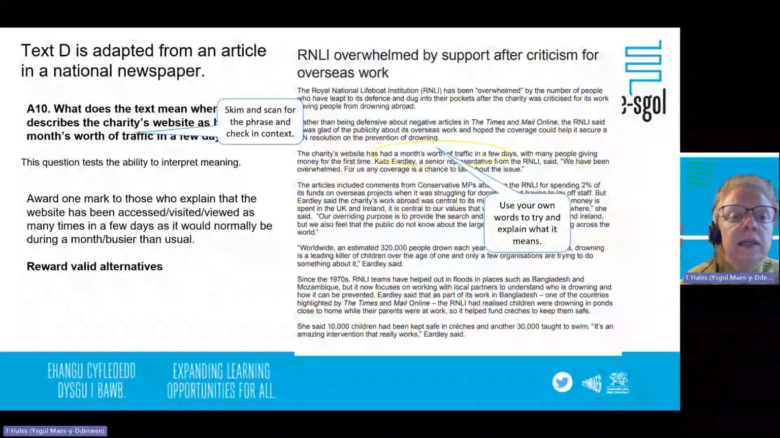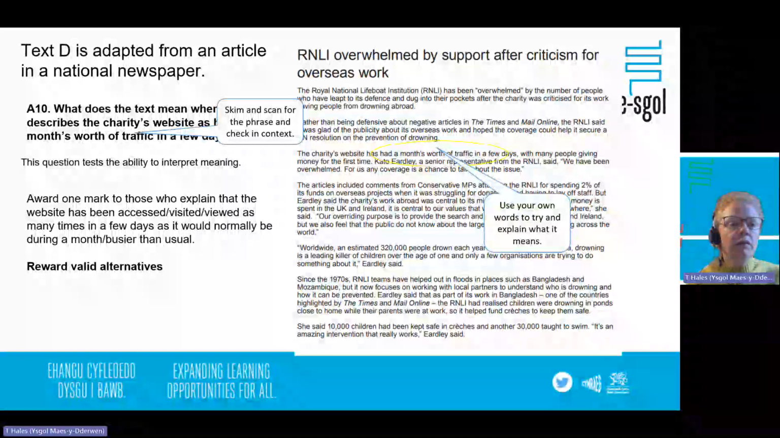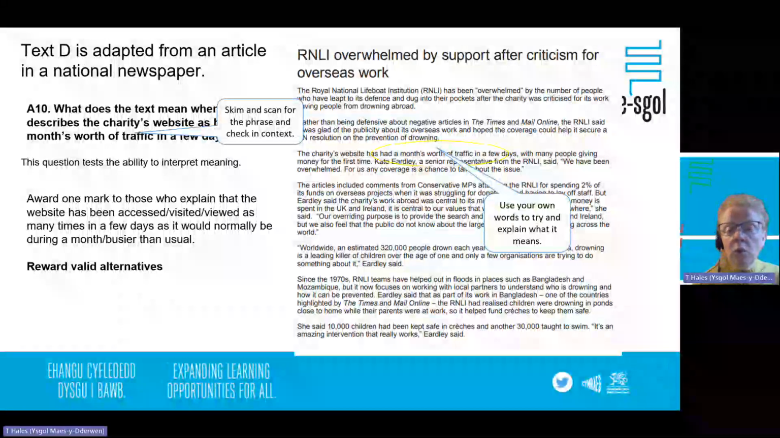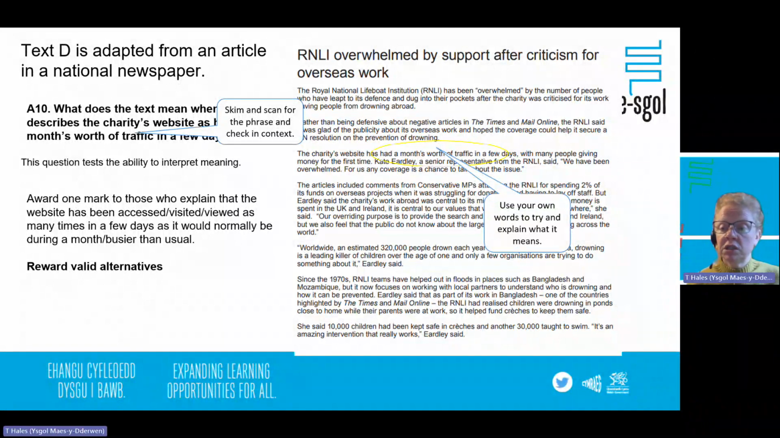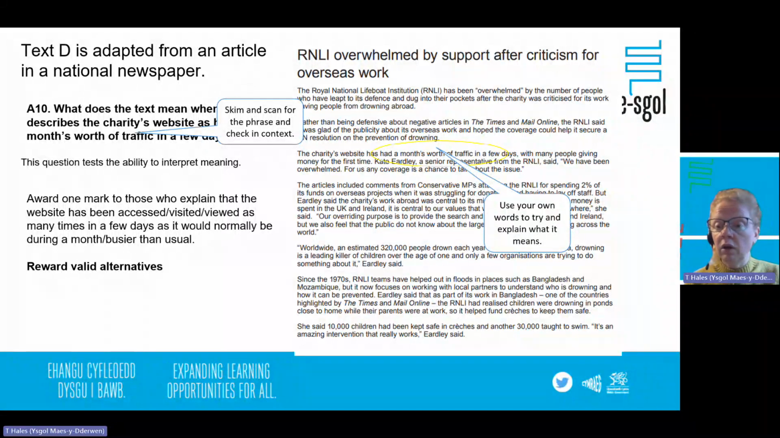It says the charity's website has had a month's worth of traffic in a few days. Use your own words, explain what it means. You're being asked to interpret meaning, so you're being asked to think it through and give your interpretation of it. And you would get 1 mark if you said that the website had been accessed or viewed many times in a few days, and as many times in a few days as it would normally be in a month. So you could also just say it was busier than usual. So it's a really straightforward interpretation response. Not a difficult one, not looking for you to analyse. It just needs a quick explanation.